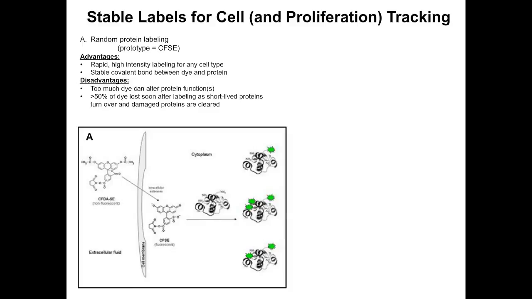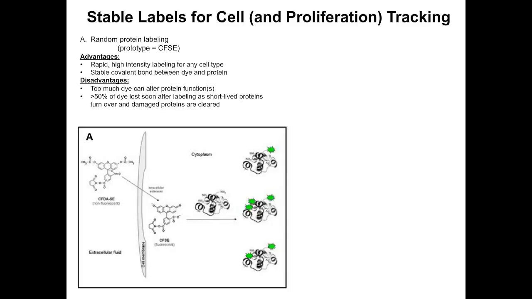It's basically a non-fluorescent dye. Then when it enters the cell, intracellular esterases will cleave the dye. It'll attach to a protein and become fluorescent. At that point, it's now polar and is no longer able to escape from the cell. So the dye inside the cell is now fluorescent. These are covalent bonds, so they're stable and they remain there for a very long period of time.